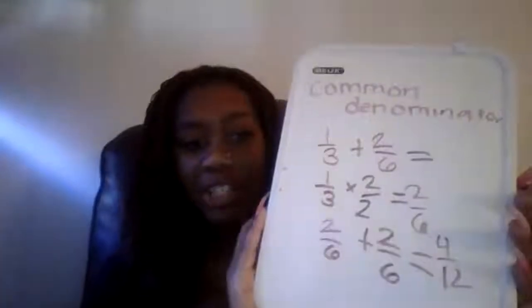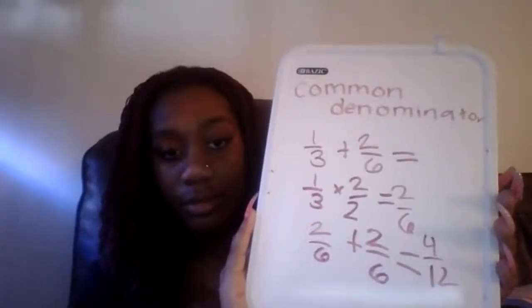So now I can replace that fraction and solve the problem. And that'll give me 4 over 12. And that's your answer. So see what I did there? Now I'm going to show you a subtraction problem. This is all about, you have to find the common denominator.